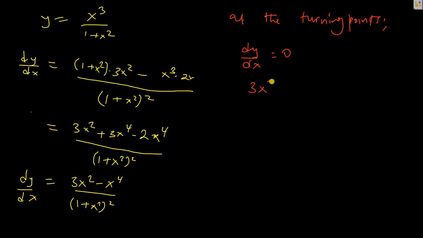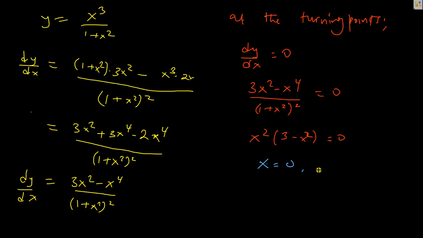We'll have (3x squared minus x to the power 4) divided by (1 plus x squared), all this equals 0. We just have the numerator equals 0. Let me factorize out x squared, then I have x squared times (3 minus x squared) equals 0. So I'll get the values of x as 0, and also x is plus and minus root 3.